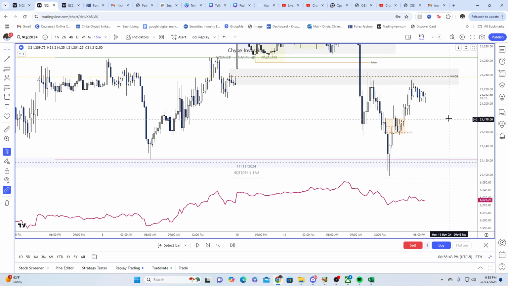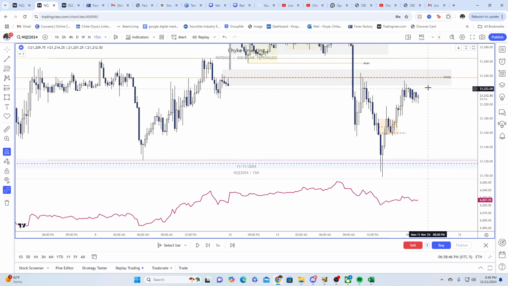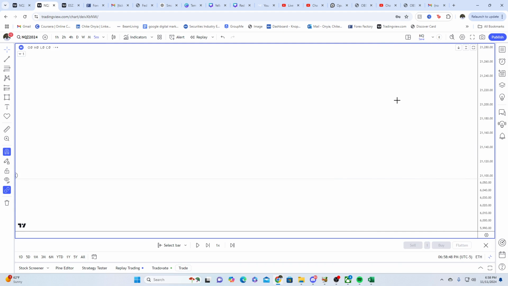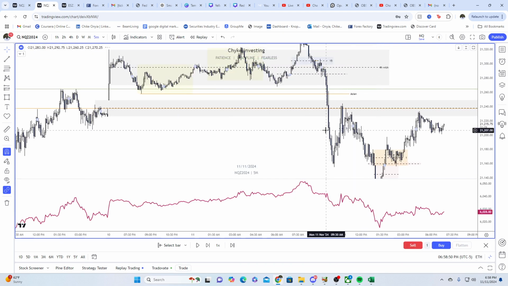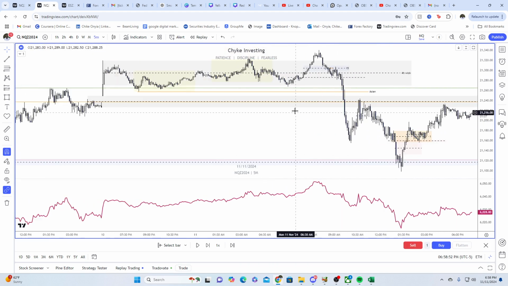So that is a PM reversal. That was an AM downtrend, but a PM reversal. Daily profile right there on the 15-minute. 5-minute. Don't want to waste too much time here.